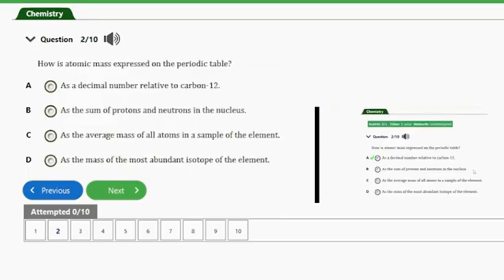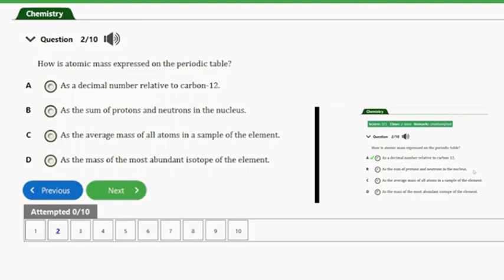Let's consider the next question. Question number 2 says, how is atomic mass expressed on the periodic table? A, as a decimal number relative to carbon-12. B, as the sum of protons and neutrons in the nucleus. C, as the average mass of all atoms in a sample of the element. D, as the mass of the most abundant isotope of the element. The answer to this question is option A, as a decimal number relative to carbon-12.